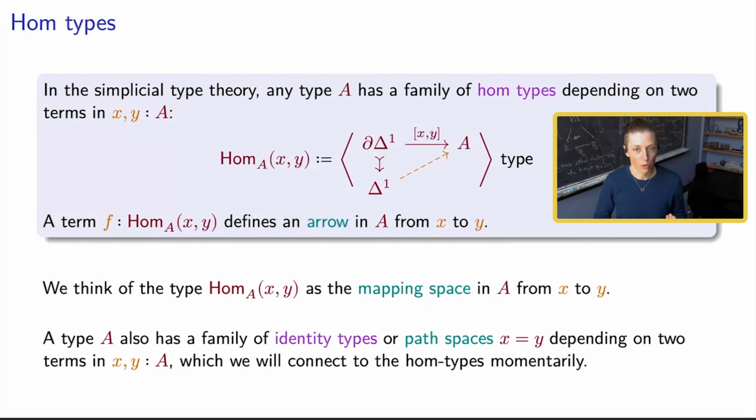So we're also working in sort of a homotopy type theoretic framework. So a type also has a family of identity types or path spaces, and I'm going to connect them to the HOM types in a moment. But right now we think of a type as having two different families. We have the type of arrows and we have the type of paths. At the moment, they're unrelated, but they won't be for long.